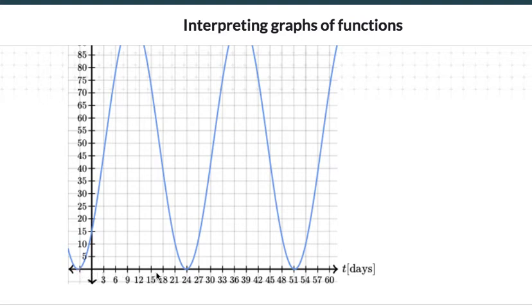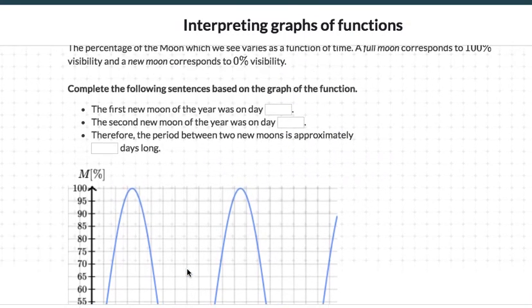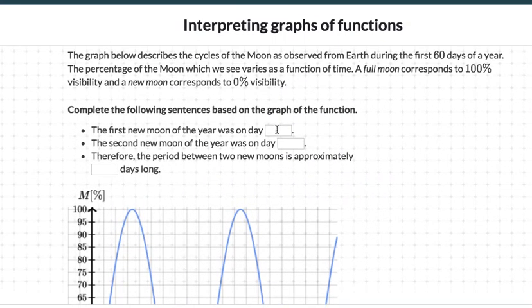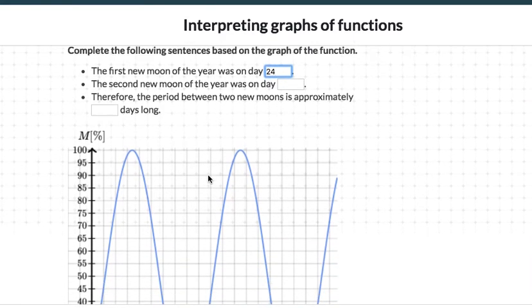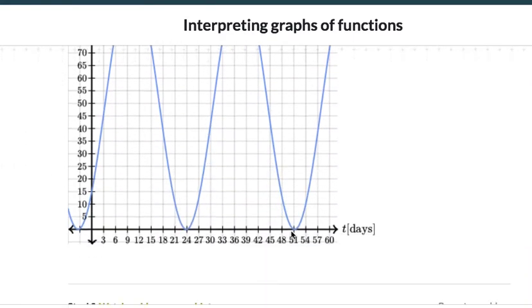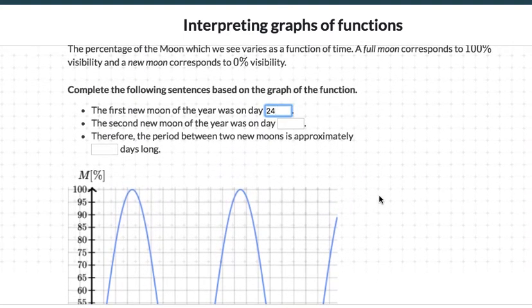The first new moon of the year does not occur until day 24, when we get the 0% right there afterwards. So just be careful of that. The first new moon of the year was on day 24. The second new moon of the year, well, now we can move on to day 51. It looks like roughly day 51 looks about right. There we go, it was on day 51.